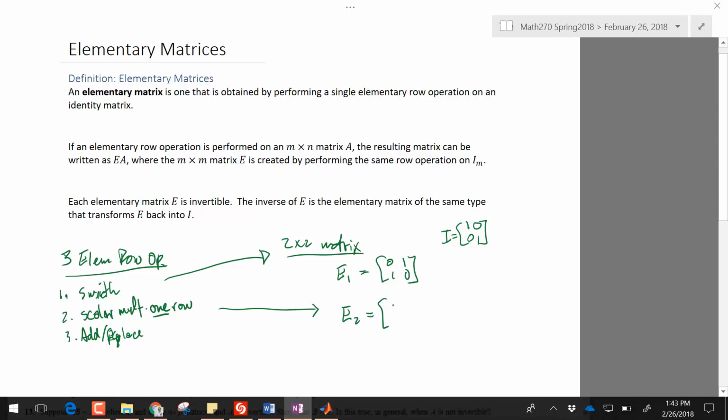E2 could be just multiplying the first row by any scalar. We're using R for scalar, so let's use R. I mean, you can use 2, 5, 7, negative 15, whatever. But just multiplying one row, it doesn't have to be the first row, it could be the second row, but just multiplying one row by a scalar, that's an elementary row operation, right? And then another example for the third type of elementary row operation would be multiplying the first row by a scalar and then adding it to the second row.